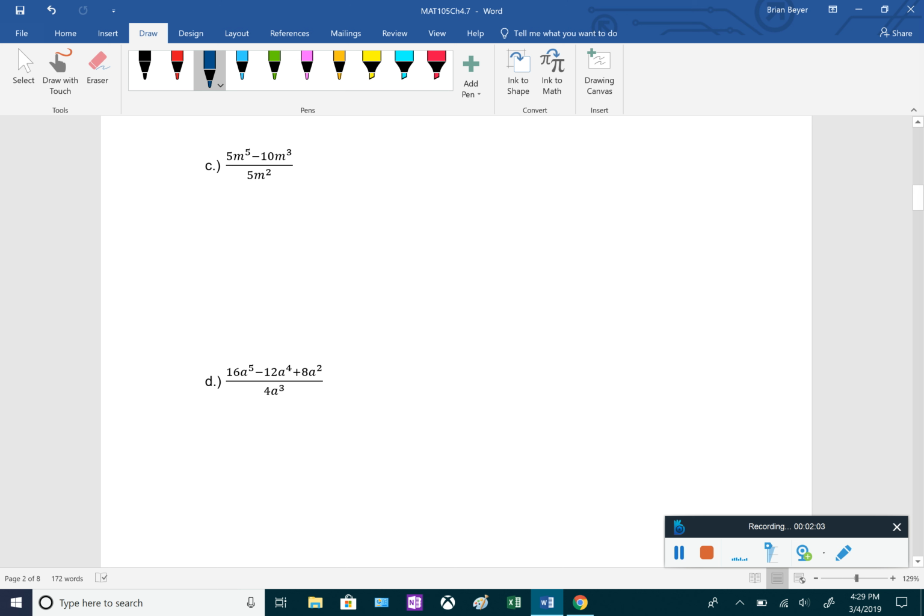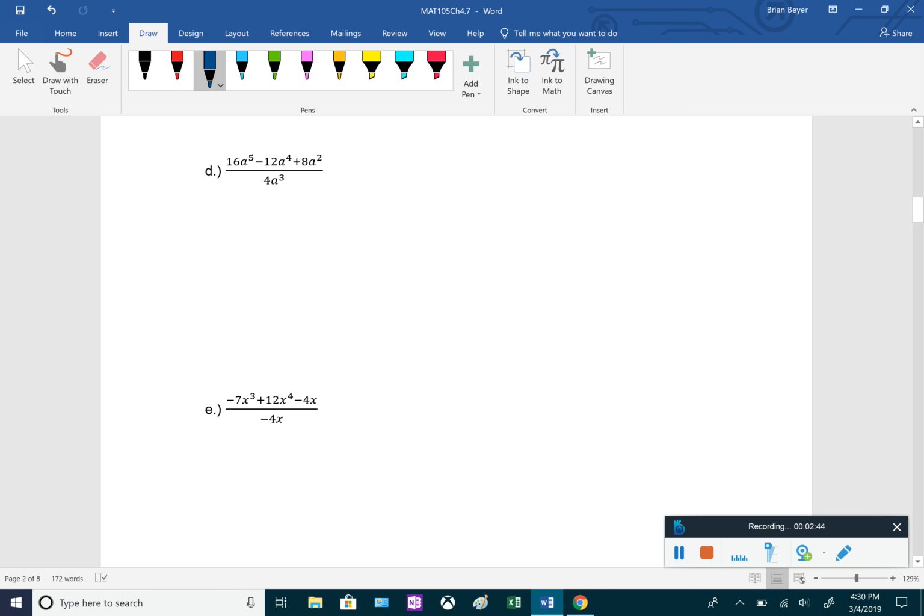Okay, next one, we have 5m to the 5th minus 10m cubed all over 5m squared. We're going to split it up once again, 5m to the 5th over 5m squared minus 10m cubed over 5m squared. That first term, 5 divided by 5 is 1. They cancel. M to the 5th over m to the 2nd gives us m cubed. For the next term, 10 over 5 is 2. M cubed over m squared is just going to give us m. So we have to remember our exponent rule as we're subtracting those exponents.